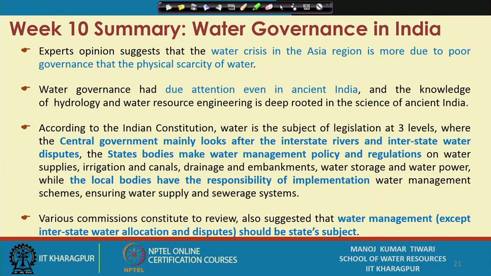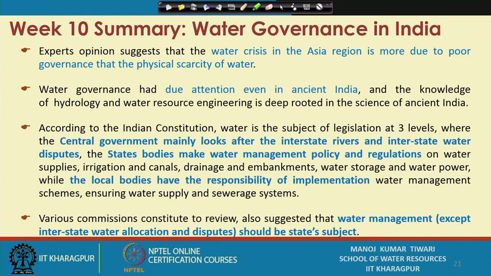Governance had due attention even in ancient India, and the knowledge of hydrology and water resources engineering was deep rooted back then. That is reflected from the old structures which were made for different purposes of water management, and some of those structures or practices, which are very localized and state dependent, were discussed during week 10.